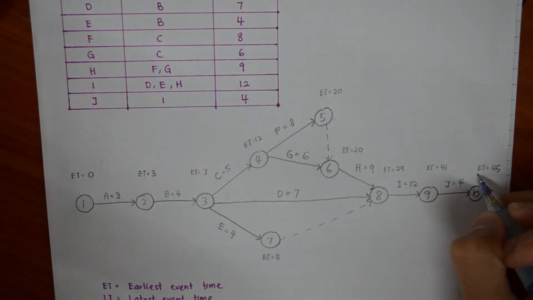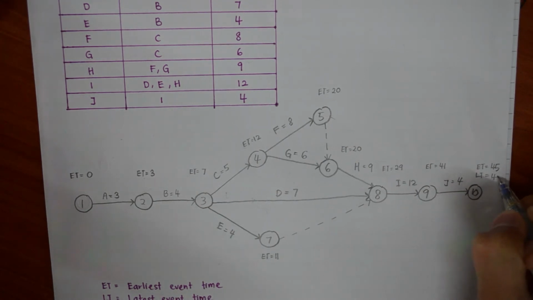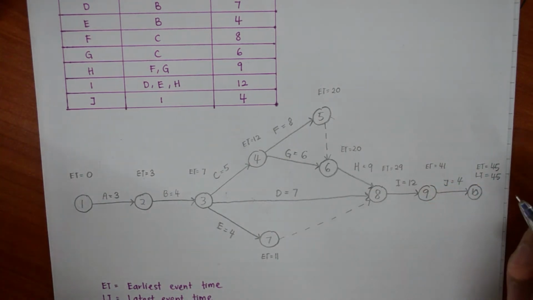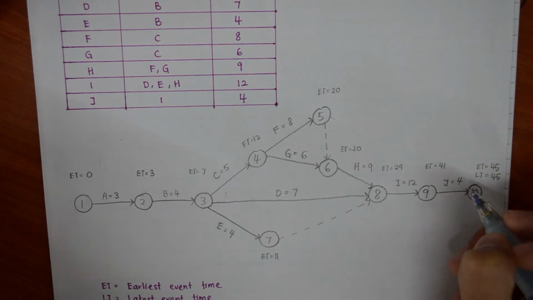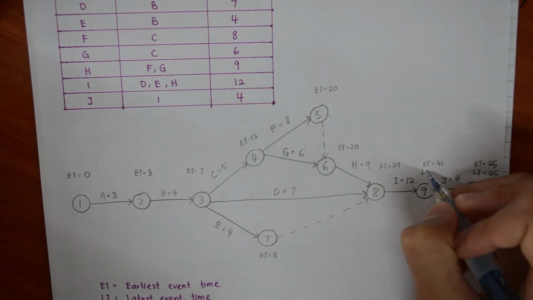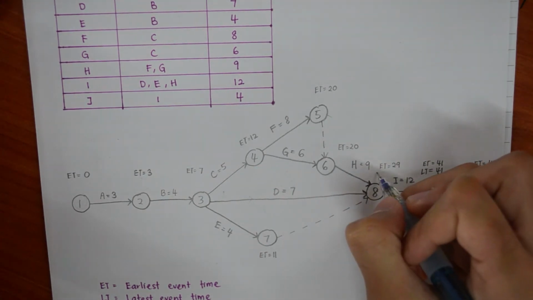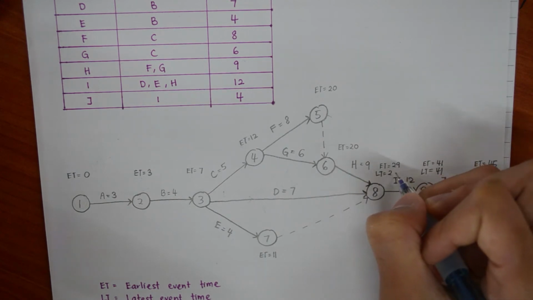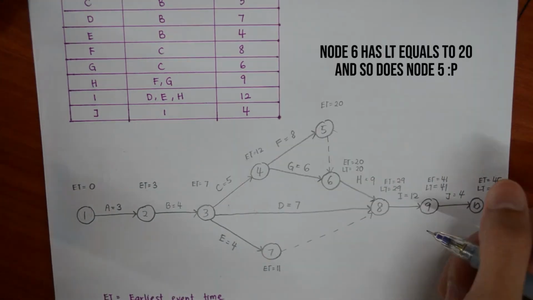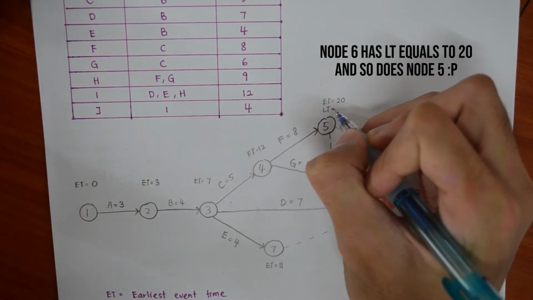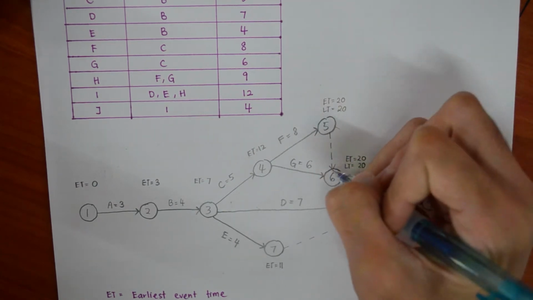Now for the last node, the LT will always be the same as the ET. So it will also be 45 for J, and this is to get the LT for node 9. We have to minus 45 and the duration, so it will be 41. Okay. For node 8, we will get 29. And so does node 5.